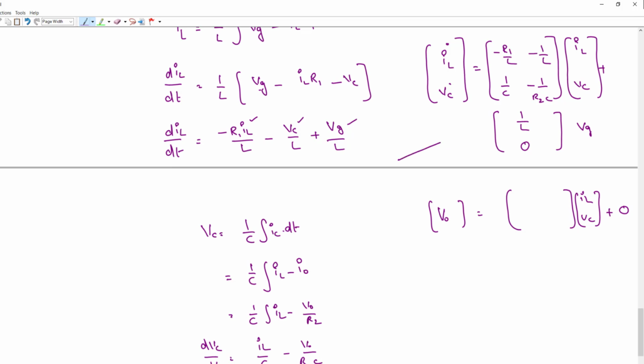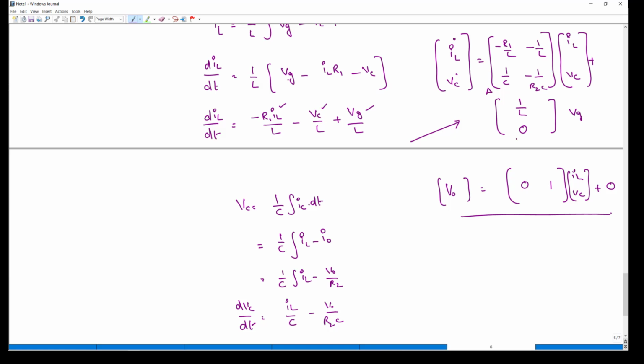So this is done. Now the output is equal to V0, equal to Vc only. There is no IL term, so it is 0, 1. This term is 0. This you take as A, this you take as B, this you take as D. This much simple it is.